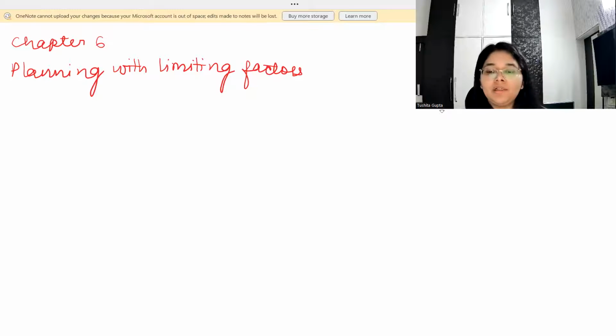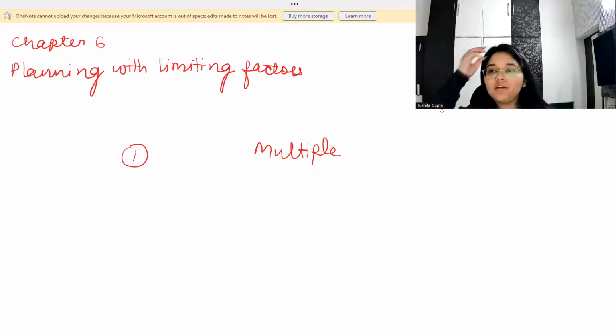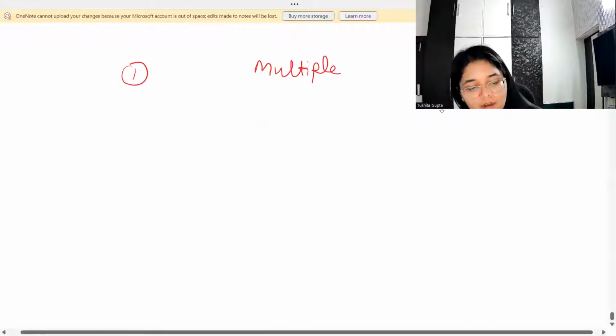So there can be multiple limiting factors. There can be one limiting factor, as in that means that there will only be one resource which you have in a short quantity than you actually need, or there can be multiple resources which are of a limited quantity available, and you have to optimize your profits according to that. So this is how possible situations can be. So the first thing that we learn is planning with one limiting factor.